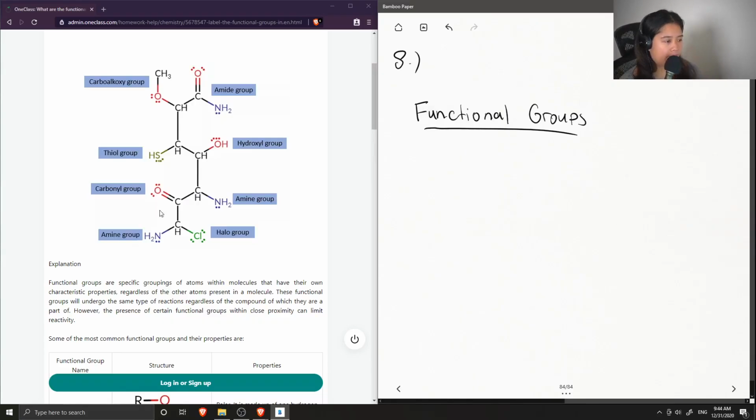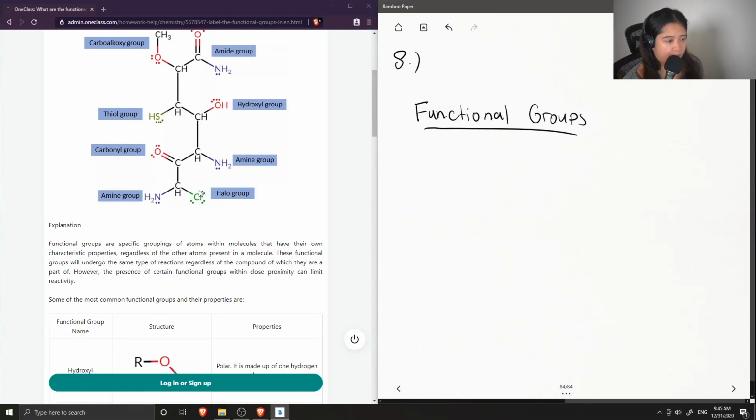When we have a double bonded oxygen on a carbon, this is a carbonyl group or a ketone. Carbon just bonded with NH2 is an amine group. When it's bonded with either chlorine, fluorine, or bromine, this is a halo group or like a halide. And they have amine group again.